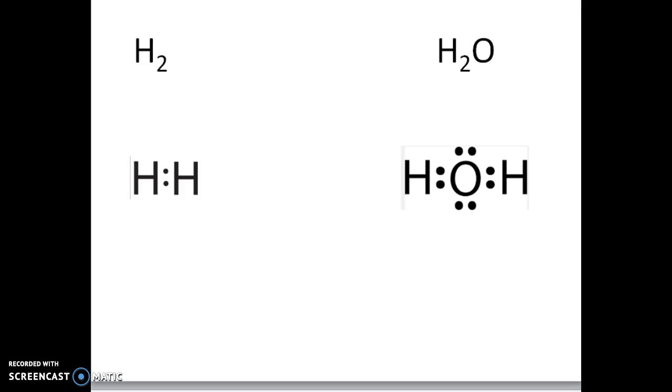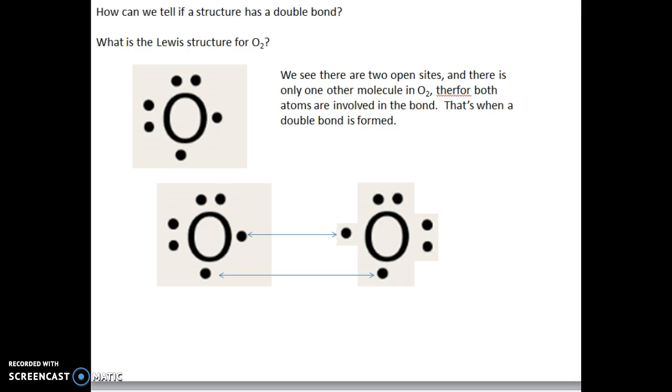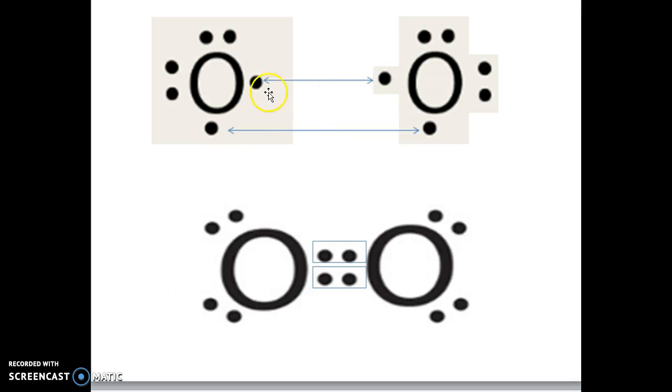Now, what if a compound or an element has a double bond? Well, first of all, we'll start out with oxygen, O2. Oxygen has 6 valence electrons, and we look here, 6 valence electrons there. There are 2 open sites, which tells you oxygen will always form 2 bonds, whether it's 2 single bonds or 1 double bond. But we're talking about O2, so oxygen is going to bond with itself. So here's 1 oxygen, here's another oxygen. And those open site electrons bond with one another, forming a double bond, which you see here.